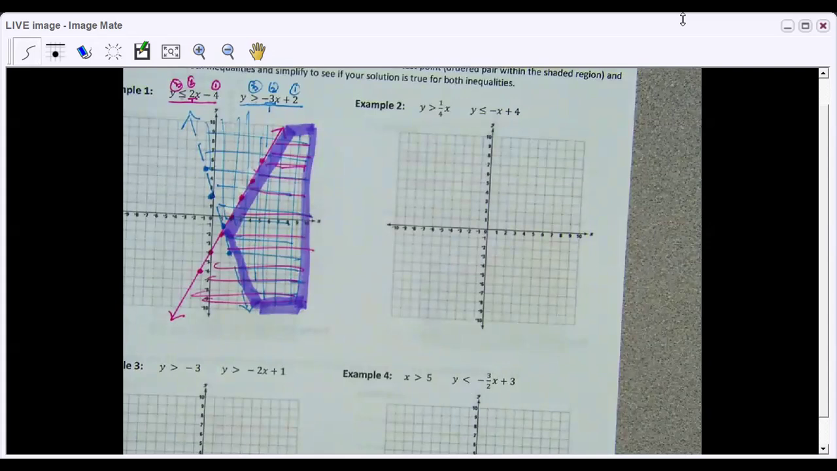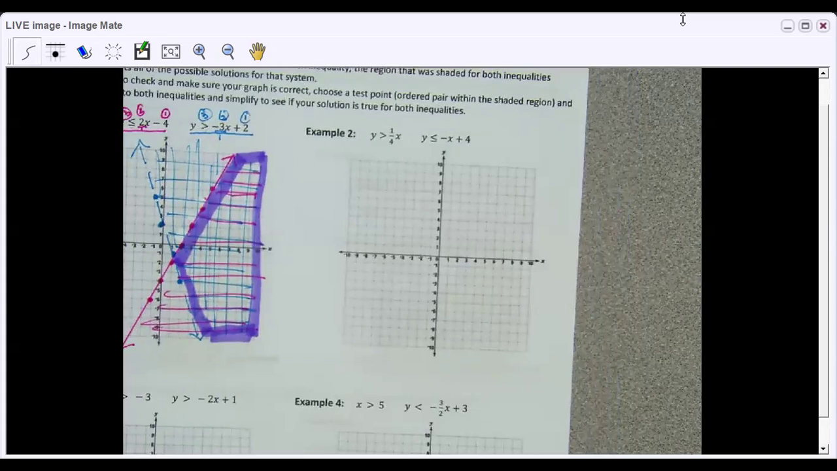Okay, and that means that that's review because we have graphed inequalities before. We just haven't graphed systems. Okay. All right, let's go ahead and do the next one.